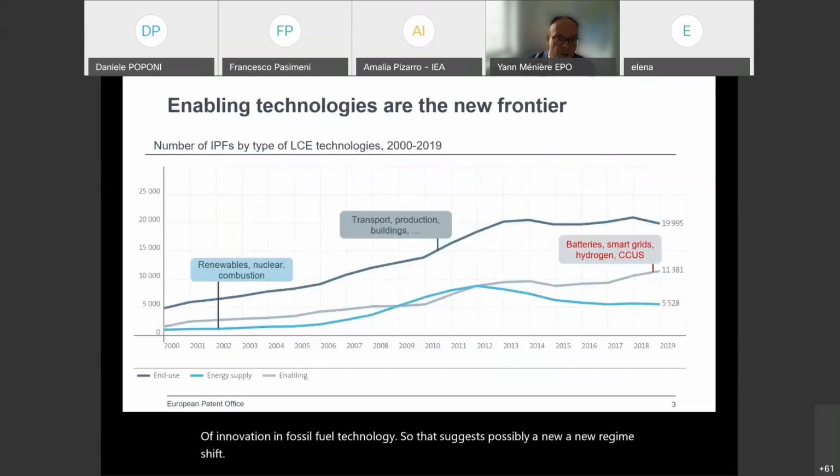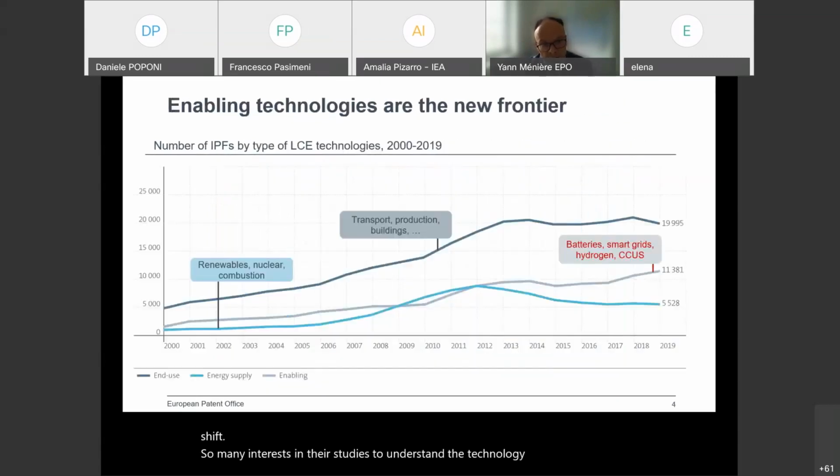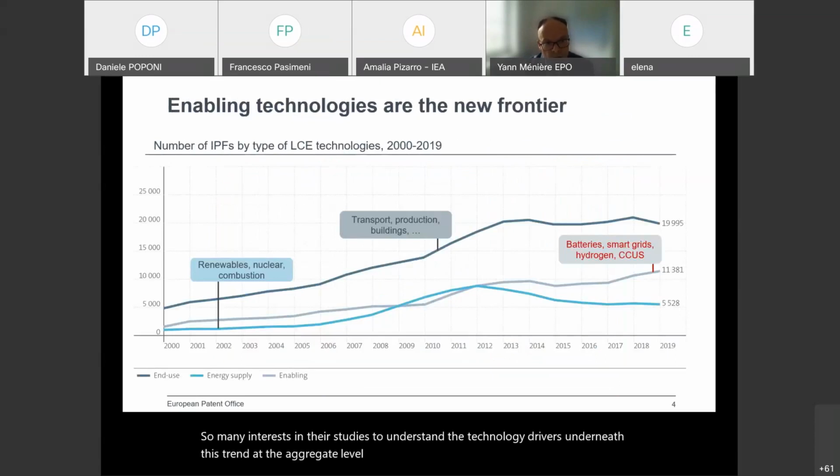So our main interest in the study is to understand the technology drivers underneath this trend at the aggregate level. And for that purpose, we worked with the IEA to reorganize the data from the YO2, and we came up with 3 main categories, which are represented on this chart. In light blue, you have the first category, which we call low carbon energy supply. So anything that is related to the generation of low carbon energy, such as renewables, nuclear, or more efficient combustion.